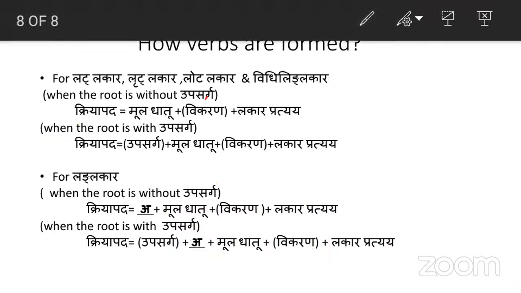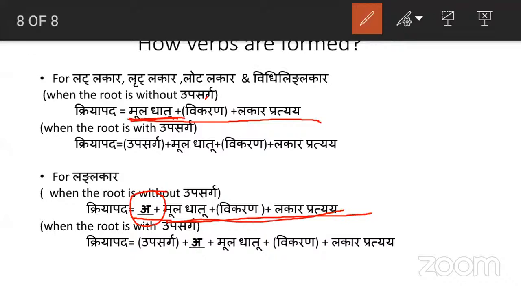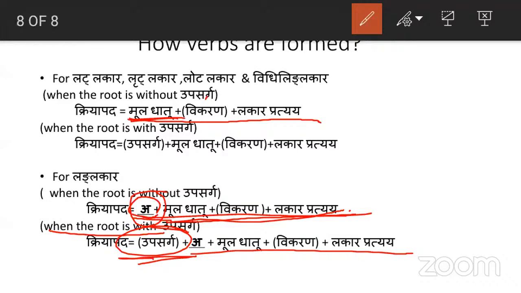The original verb you can form with dhatu plus vikaran plus pratyay, right? To make the simple lang lakar form, without upasarga, you have to add just a before this mool dhatu, right? And for the with-upasarga form of lang lakar, you have to add this upasarga before the lang lakar form.